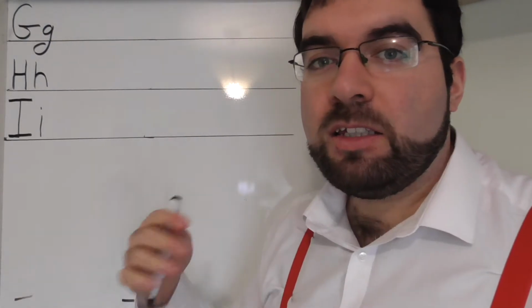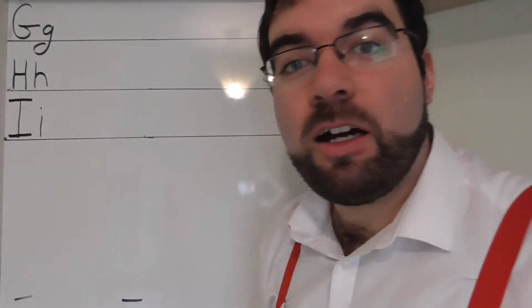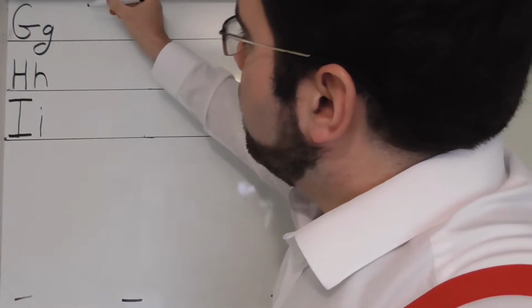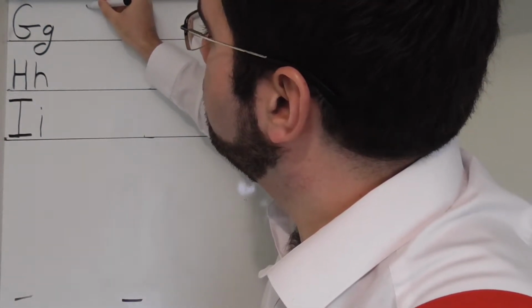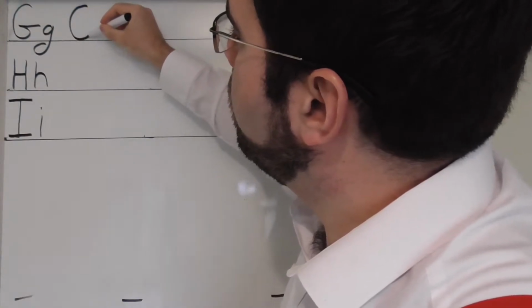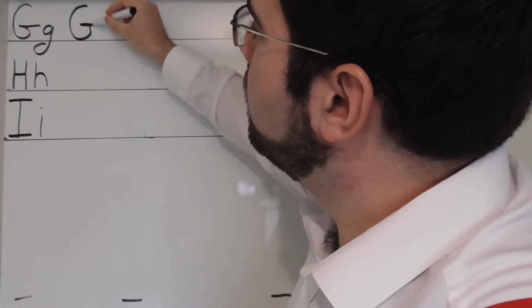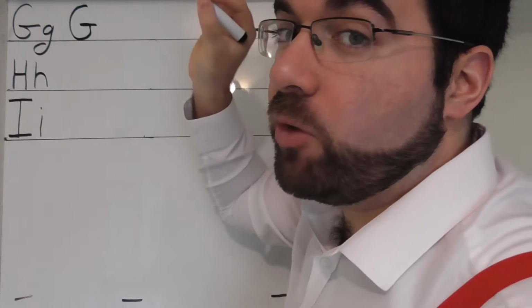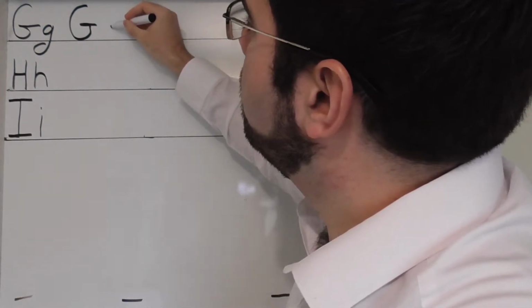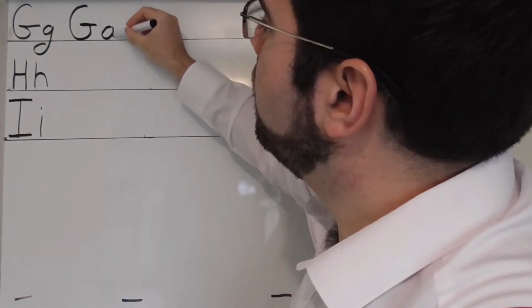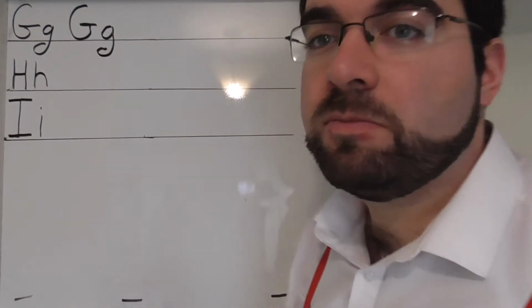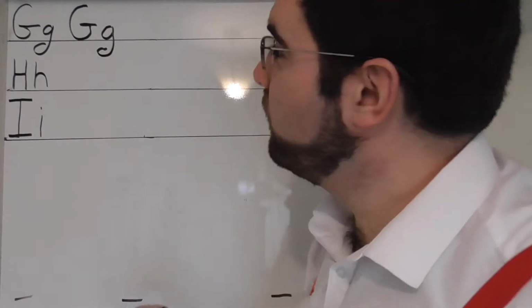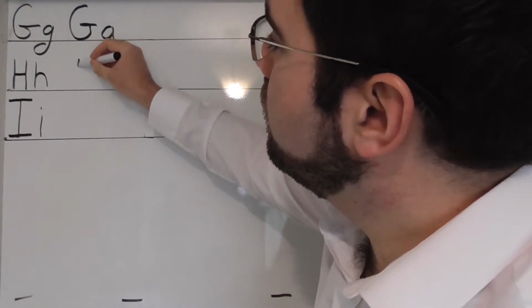Right, so let's look at G, H and I. So G, nice curve really, starting at the top, going down, up, back and out. Very nice. And G, loop round, down and back. G. Very nice.